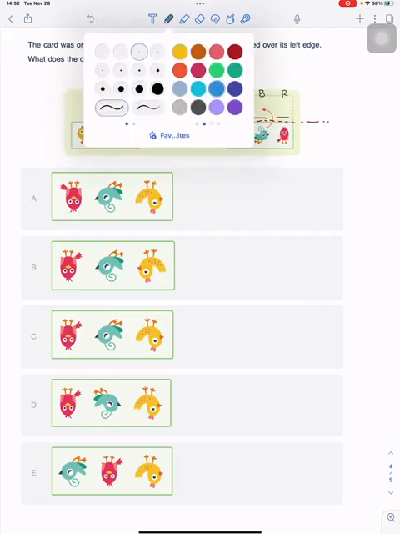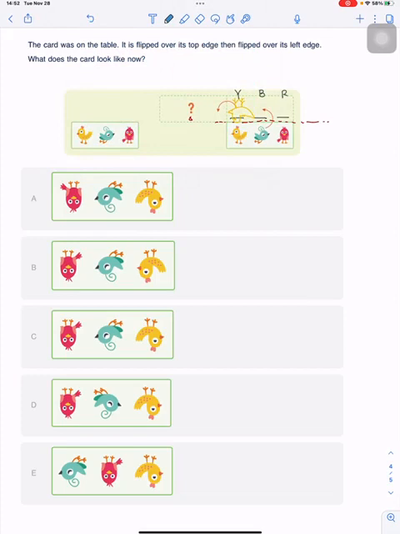Then we have the blue bird. Blue bird, where's the beak? Remember, key point, right? Let's measure the distance. Okay, the beak should be right here. And now the head, the body, right? Okay, as long as we have the key features, it's all good.